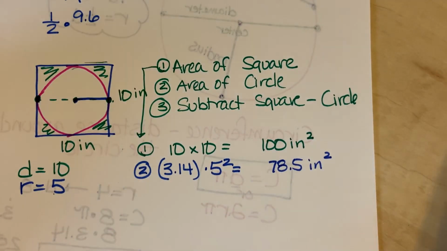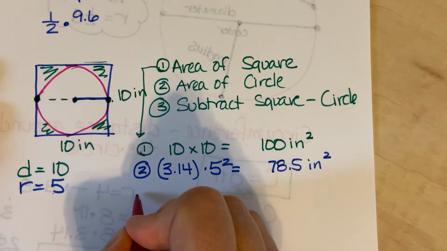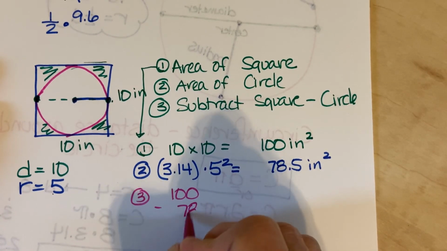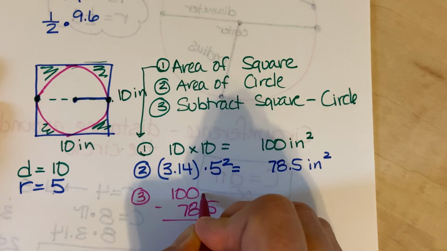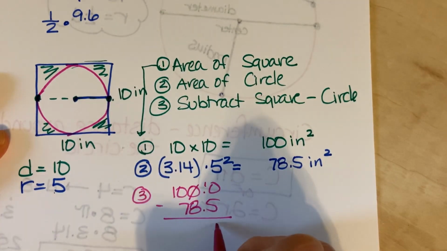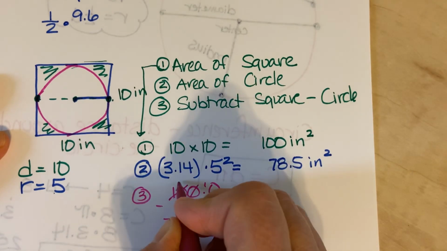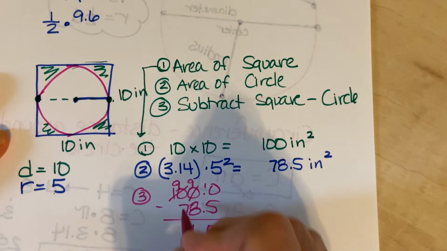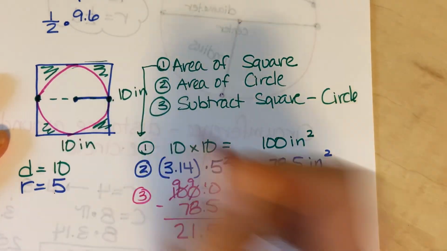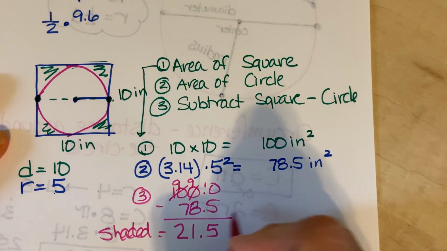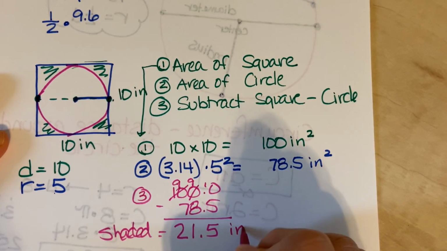So I'm going to take my square. I'm going to subtract out my circle. I'm going to do 100 minus 78.5. Need a calculator for that, do we? That would be 10 minus 5 is 5. That's a 9. That's a 9. 9 minus 8 is 1. 9 minus 7 is 2. So I would get the shaded area is equal to 21.5 inches squared.